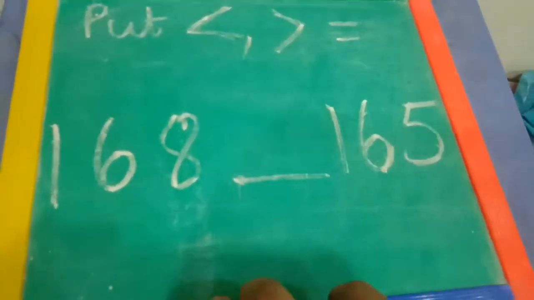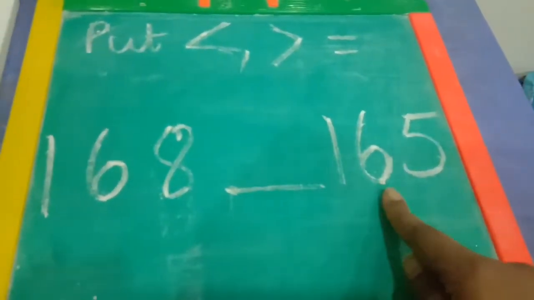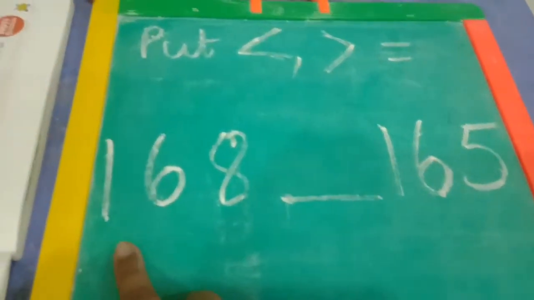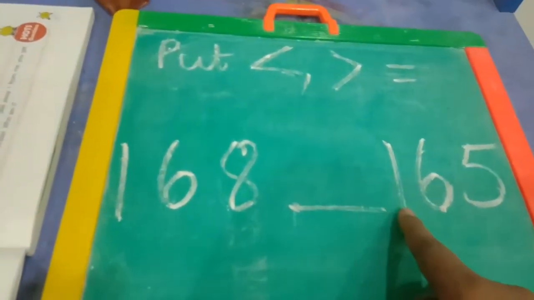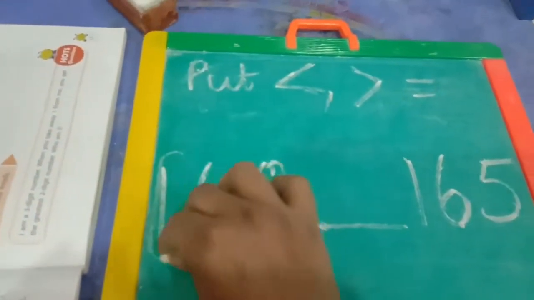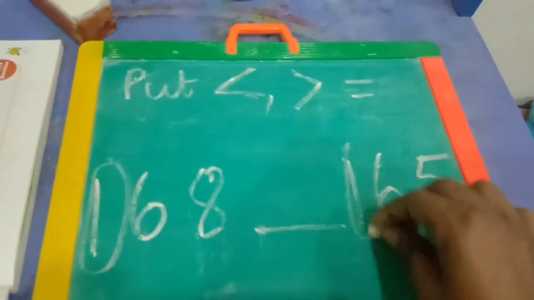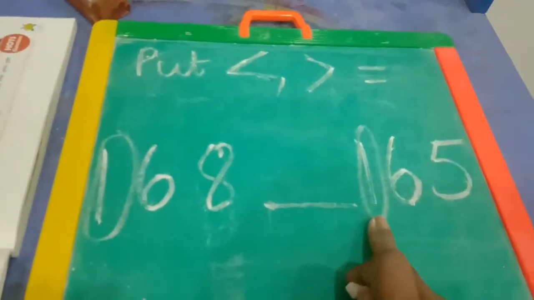Now look at this number: 168 and 165. Follow the same pattern, the rule. Look at the hundreds places of both the numbers. Here is 1, and here also we have got the number 1. So both are equal, so we can't identify.